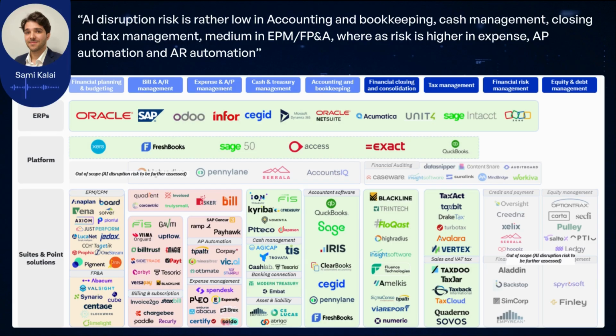And for ERPs, the AI disruption risk is low, as it's very complex software that is also the single source of truth often of the companies. And companies are quite scared and don't want to apply AI to these software yet, given it's their single source of truth and they don't want AI to mess up that data.